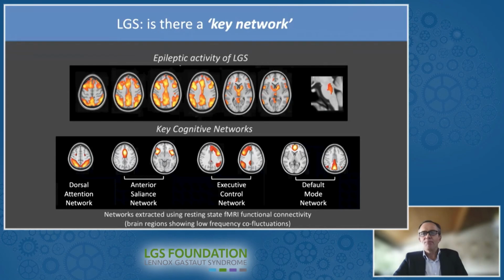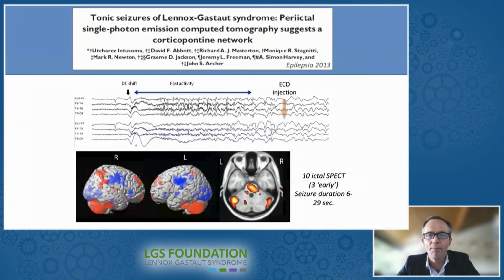So I now want to turn to the question as to whether there is a key network driving the whole epileptic process. We see widespread activation, but is it one of these key networks that is primarily responsible? Because if it is, that then might provide a target for where we should be focusing our therapies.